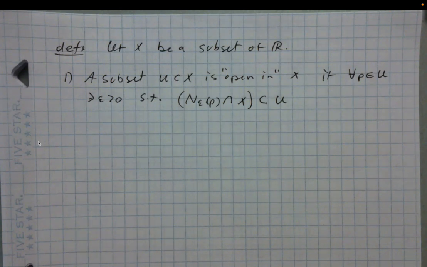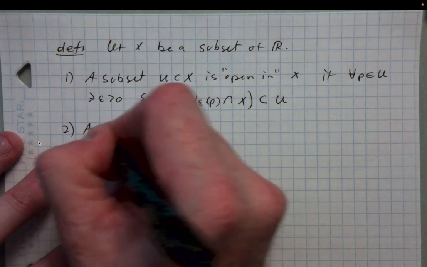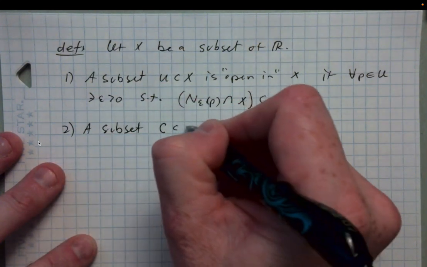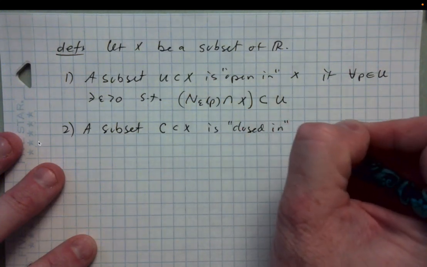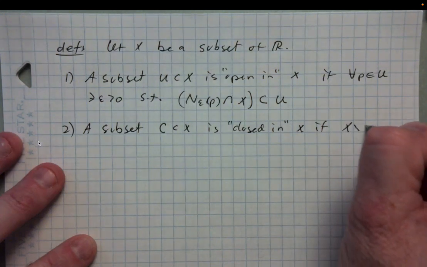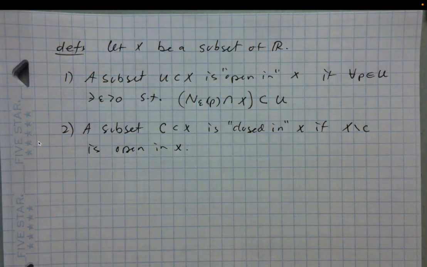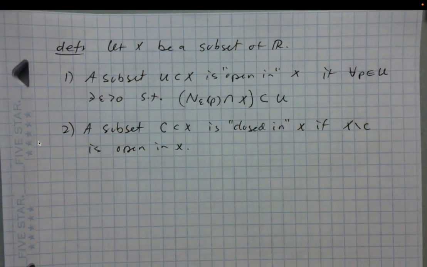Or some version of that kind of relativity, right? So there's the openness here, and then we'll also do the closed thing. A subset C in X is closed in X if X minus C is open in X, right? So it's just the reverse, right? So it follows the same pattern. A subset is closed if its complement is open, and that's what this is describing. This is the relative complement of C.